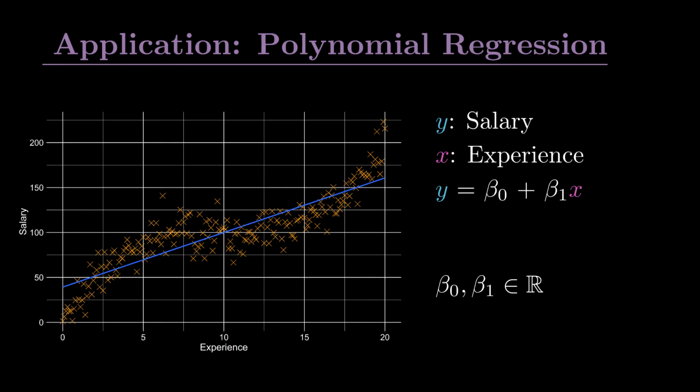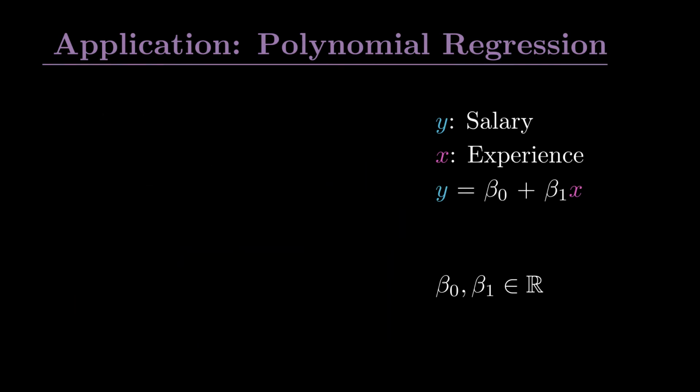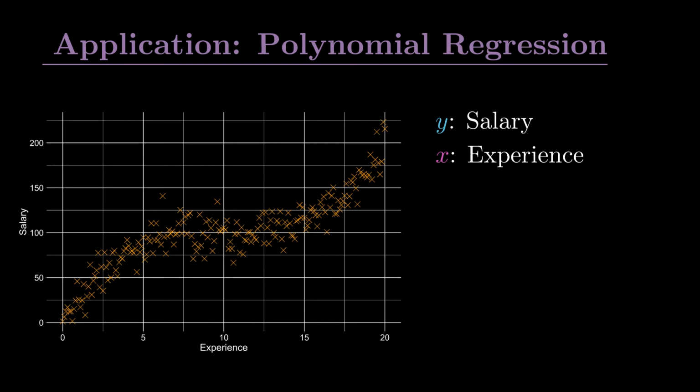So the answer is yes. So we will use what we call polynomial regression. So the idea is to use a similar model, but we add more parameters to be able to fit some quadratic effect, cubic effect, etc. So basically, you're the one who is choosing how many of these effects you want.